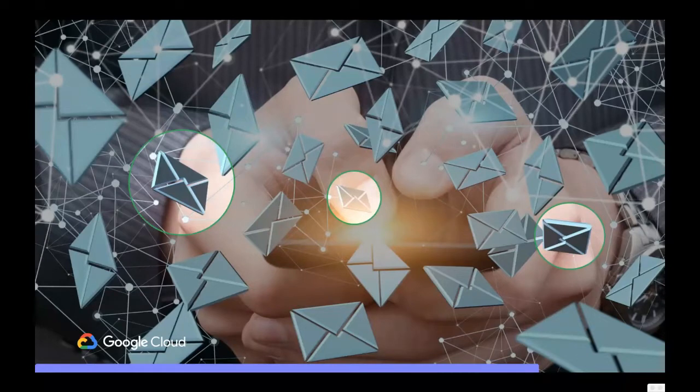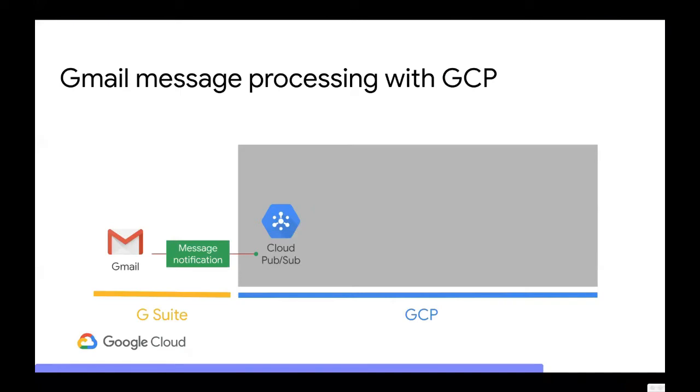He wrote an app such that every time he got a message in Gmail, that would send off a notification to Cloud PubSub, which is our message queue system. So think of it as Kafka in the cloud. So for every message, it kicks off the notification of PubSub. PubSub will call a Google Cloud function that will extract the attachments in his emails.